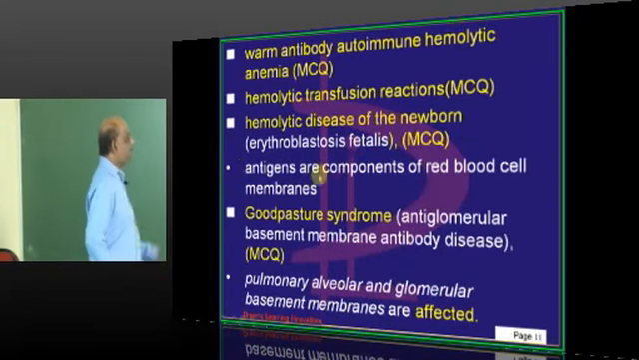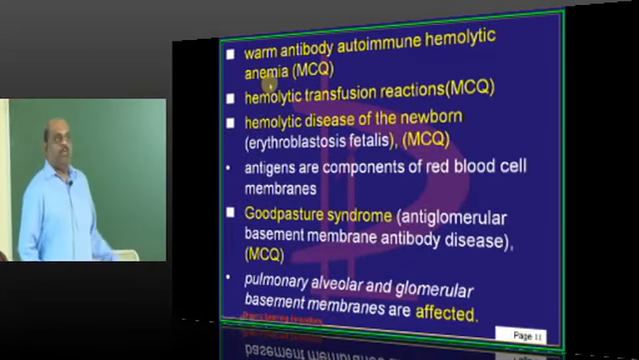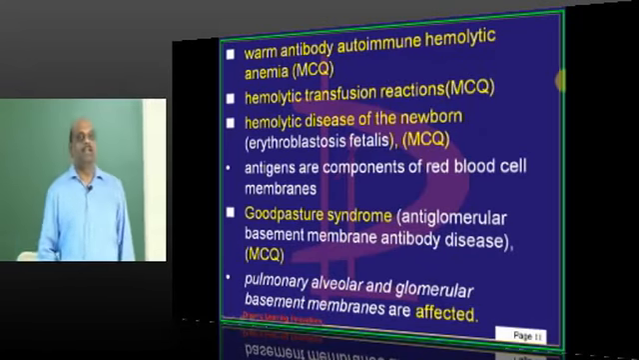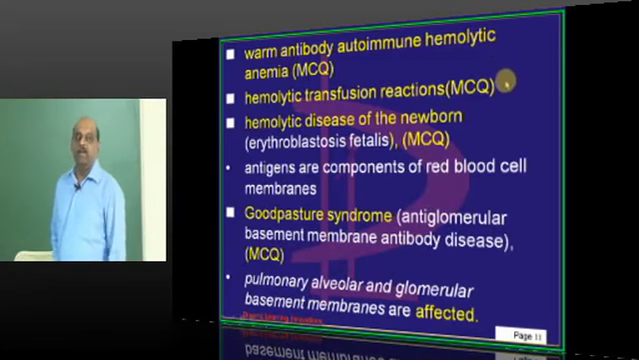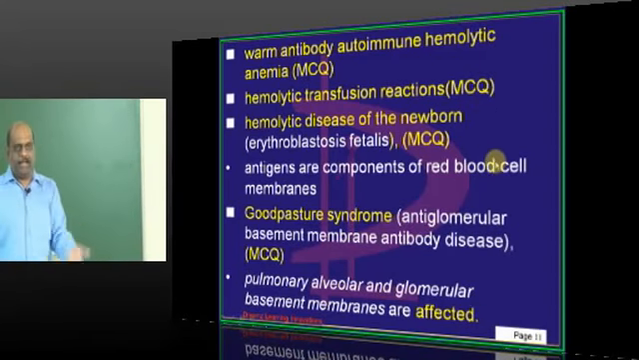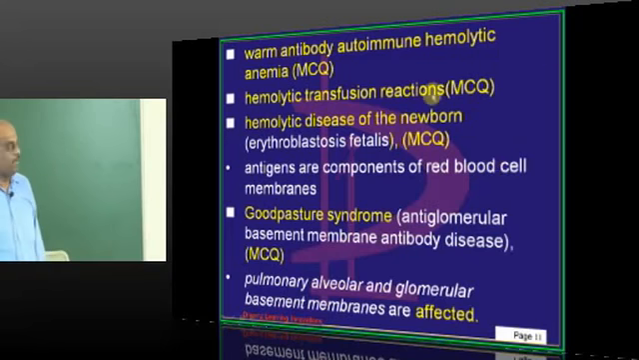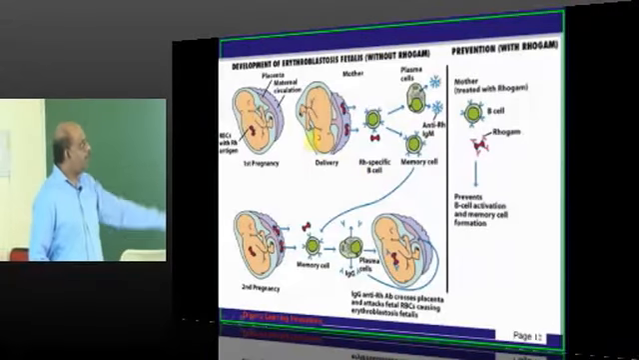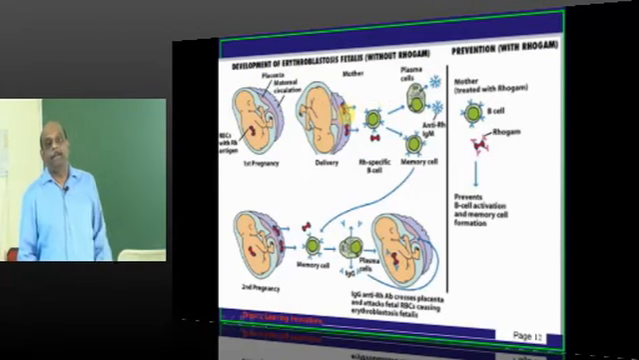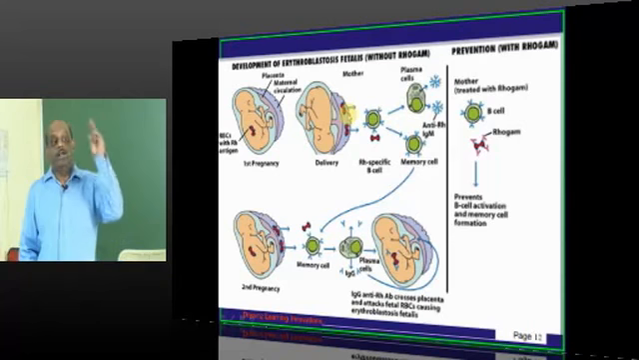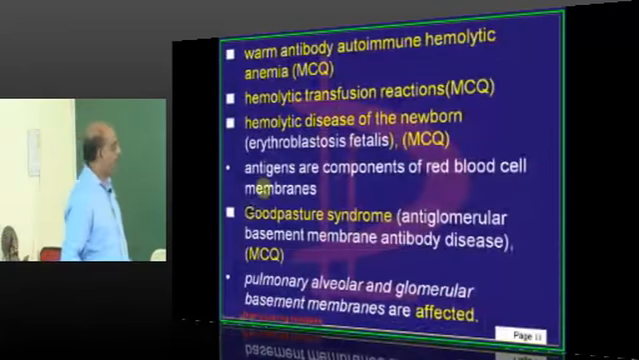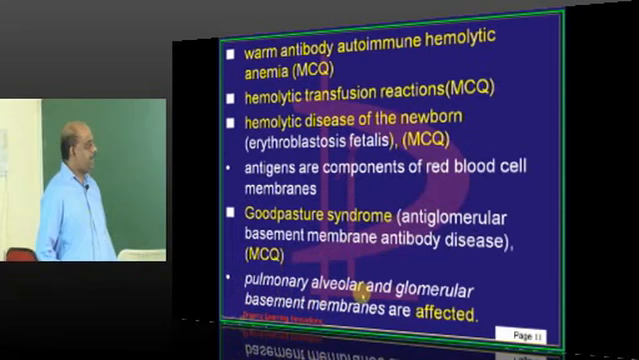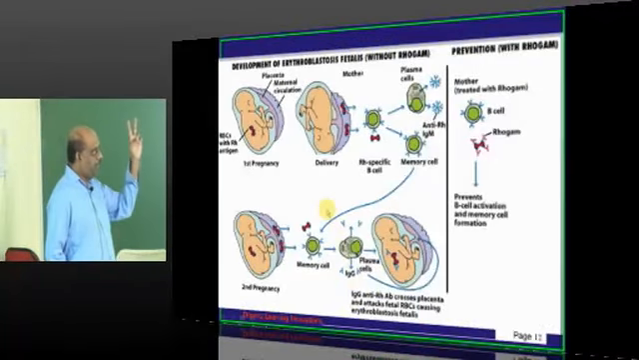So what are the clinical examples? We have warm antibody autoimmune hemolytic anemia and hemolytic transfusion reactions. Don't forget, whenever a fixed antigen on the RBC membrane is being attacked, that becomes type 2. Then hemolytic disease of the newborn, erythroblastosis fetalis, is also an example of type 2 hypersensitivity. Then Goodpasture syndrome is another example of type 2 hypersensitivity.